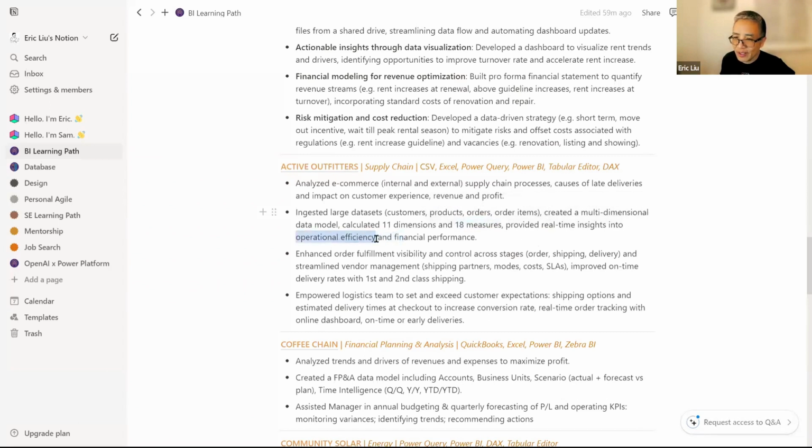Once again, operational efficiency and financial performance. And enhance order fulfillment, visibility, and control. So that's the goal you're trying to achieve, right? And across stages, so all the way from order to shipping to delivery. And you also streamline vendor management.